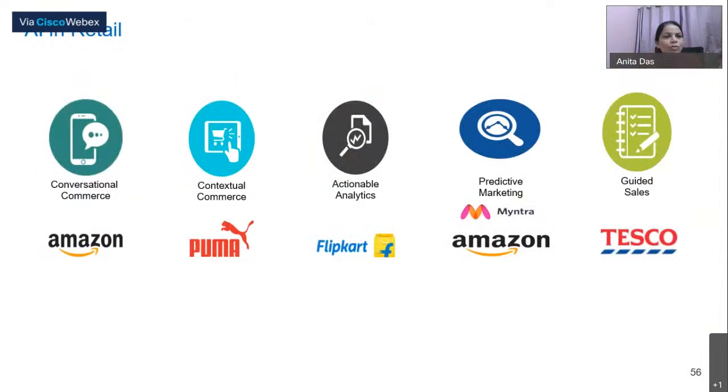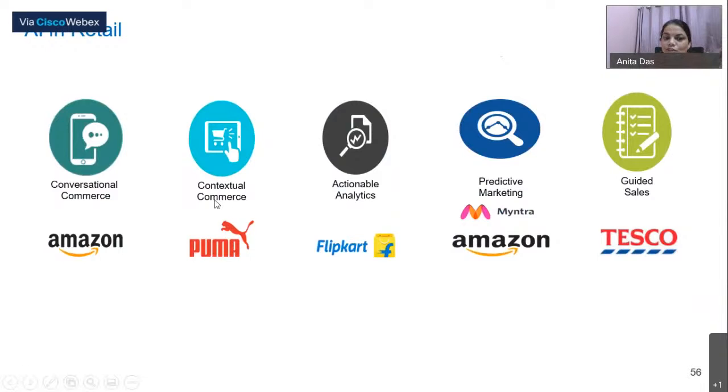In retail, AI has played a very important role. We can talk about conversational commerce, contextual commerce, actionable analytics, predictive marketing, guided sales, and all these companies have implemented them and got the advantage, right? Conversational commerce, what is that? This is about the bot. You can talk to the bots, and they can answer your queries as accurately as possible. So you do not need many people to talk to.